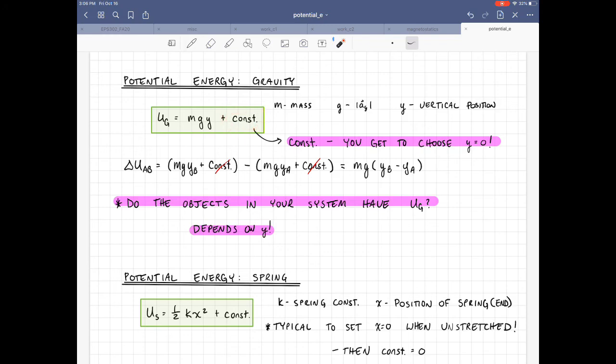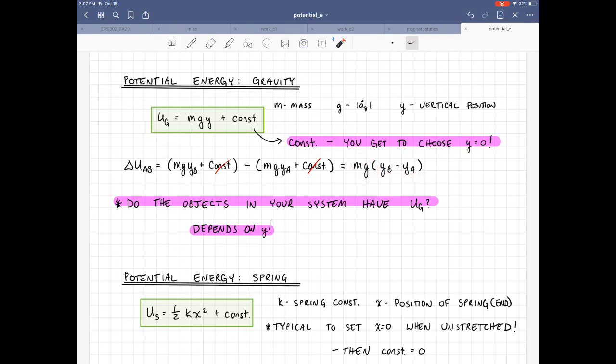The point, though, is that if you compare the potential energy at two different locations, let's say as we go from A to B, well, then the potential energy at B is mgy_B plus our constant, and then minus our potential energy at A, mgy_A, plus the constant. And since we're taking the difference, the constant terms cancel out, and what you get at the end is just mg times the change in the position.